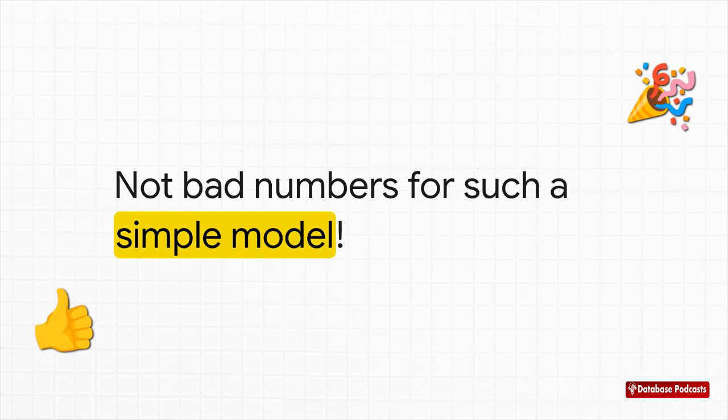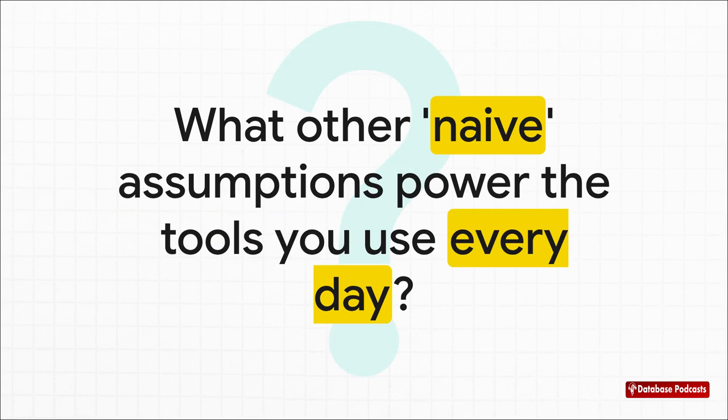You know, when you step back and think about it, that's incredibly effective for a model that's built on one fundamentally wrong assumption and a couple of clever math tricks. It's a fantastic testament to the power of smart simplification. And that really leaves us with one final thought. The naive Bayes classifier works so well because it makes this big, simplifying assumption that's just good enough for the real world. So the question to you is, what other naive but incredibly powerful assumptions are hiding inside the technology you use every single day?